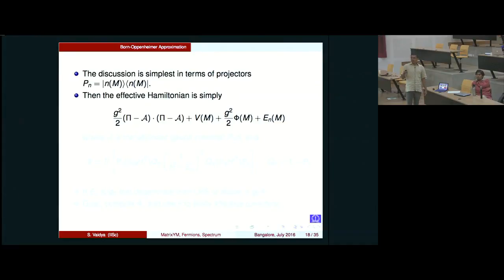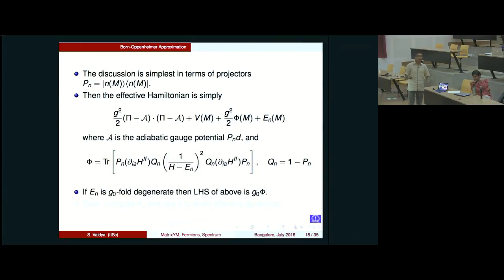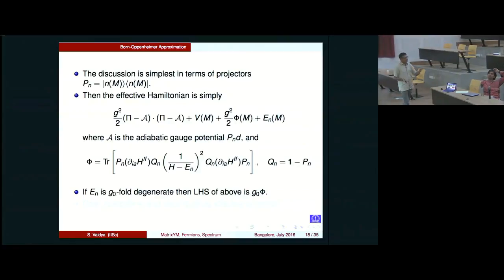This E is the eigenstate of the fast Hamiltonian, and phi is an effective scalar potential that is induced. You can write down the form for phi. The Berry connection is just: take the derivative of the wave functions and project back to the subspace. And phi can again be computed in terms of the projectors and has this form.